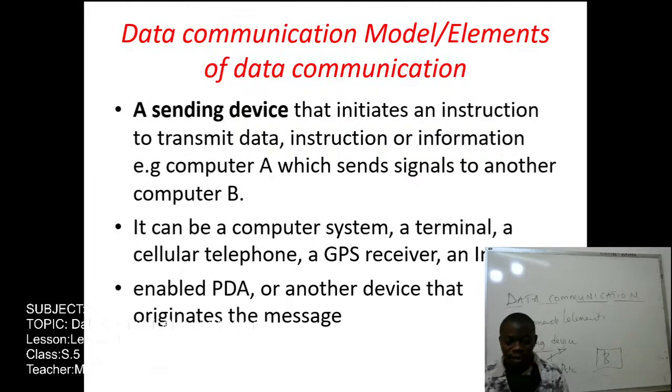We are saying a sending device can be a computer or any other gadget that is used in the communication process. So don't say that it must be a computer that is in charge of doing that. It can be any device. That's why they are down there. I'm indicating that it can be a cellular phone, a GPS receiver, a PDA, any device that you use that is responsible for starting that process of communication is called a sending device.